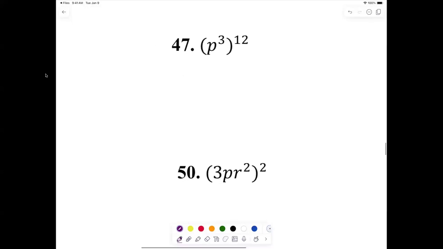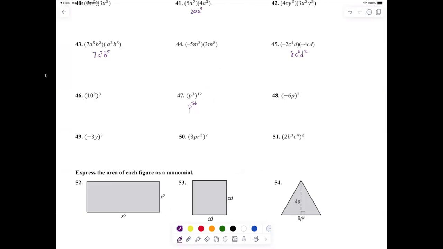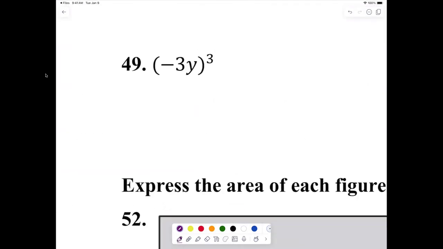All right, 47. Wow. 49. Now look right here, please. Negative 3 to the third power is negative times a negative times a negative. So it would be what? Yes. Negative 27y to the what power though? Yes. Negative 27y cubed. Anybody have a problem with that? Speak up. Anybody?